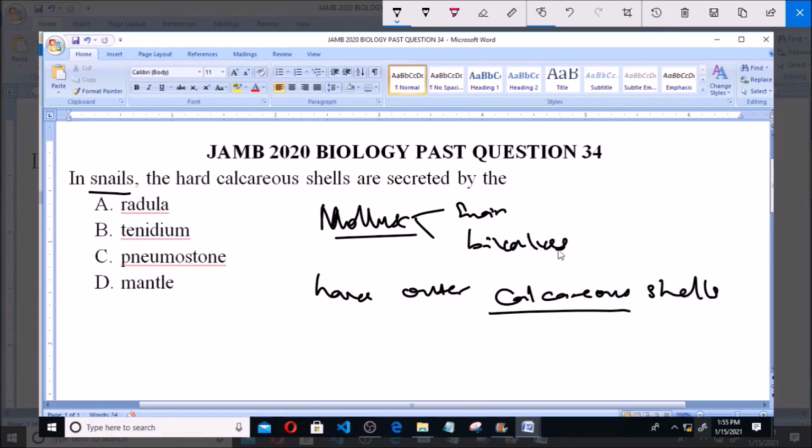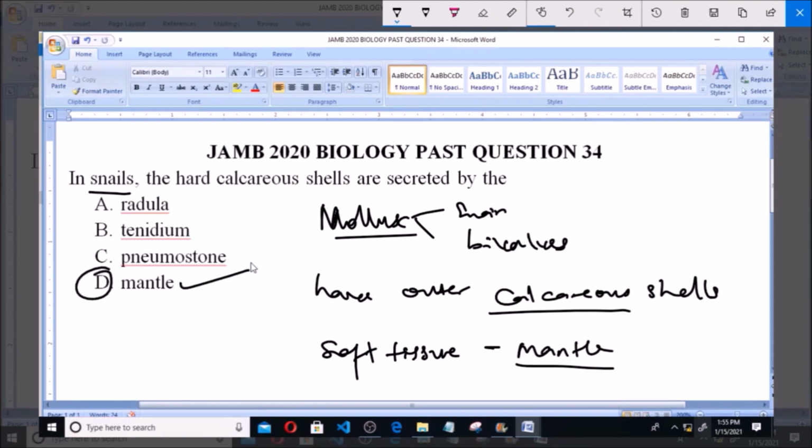Now, they possess these calcareous shells, and these shells are secreted by soft tissue found in the outer part of the snail body, known as the mantle. Mantles are soft tissues that cover the snail body. It is this mantle that secretes these calcareous shells that provide protection to the remaining delicate parts of the mollusk. So option D is the correct answer to this question, which is the mantle.